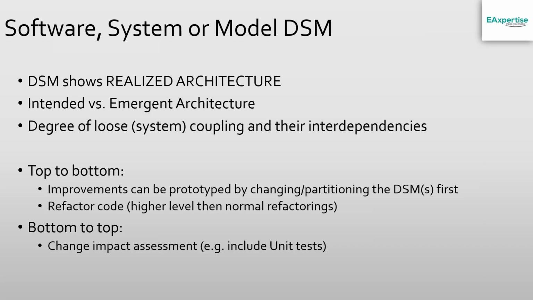But you can also look in a DSM from bottom to top. If you change an element inside a DSM, it will show what higher level elements, modules or system components are affected. So if you model your unit tests inside your DSM and a class inside your DSM has changed, you will automatically see what unit tests are touched by that change. And if nothing is touched, then maybe you have to add some unit tests for that specific change.